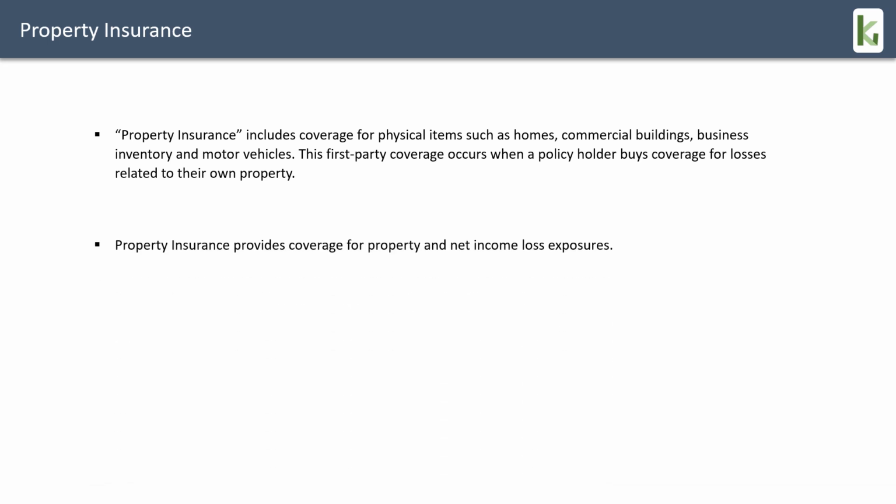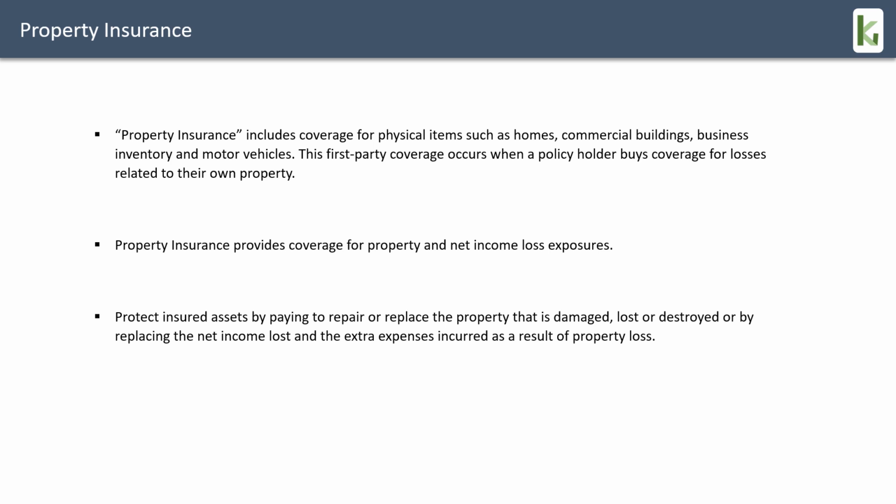Property insurance provides coverage for property and net income loss exposures. Loss exposures means anything that is exposed to loss. Property insurance protects insured assets by paying to repair or replace the property that is damaged, lost or destroyed, or by replacing the net income loss and the extra expenses incurred as a result of property loss.